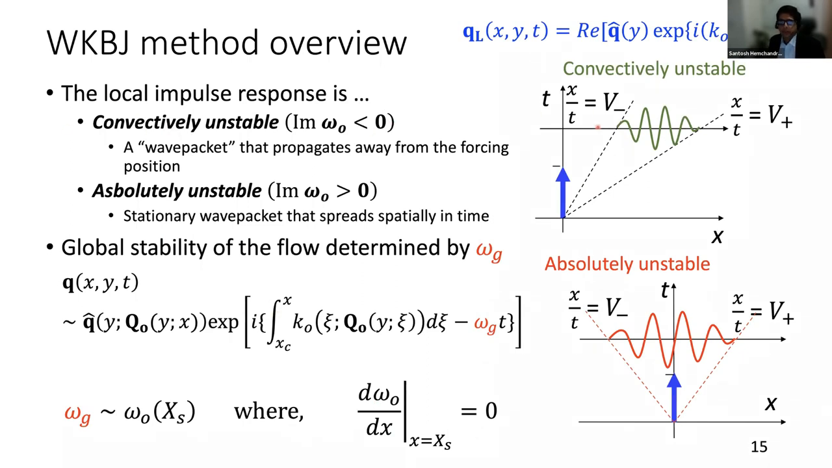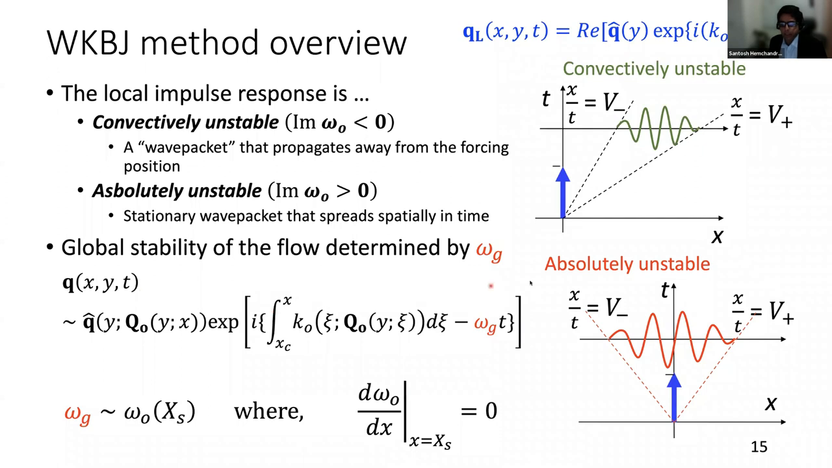You can have two kinds of local impulse response characteristics. You can have a convectively unstable response, which is what you get if the omega naught from your local parallel flow solution has a negative imaginary part. What that means is if you impulsively perturb the flow here, you get a wave packet that propagates off downstream like this. The location of perturbation goes back to being stable, but you generate a packet of disturbance that grows as you go downstream. The other situation happens when omega naught is greater than zero. Then you get a stationary wave packet that spreads spatially in time. So if you perturb here, you get a disturbance in the form of a wave packet whose width spreads as you go forward in time.